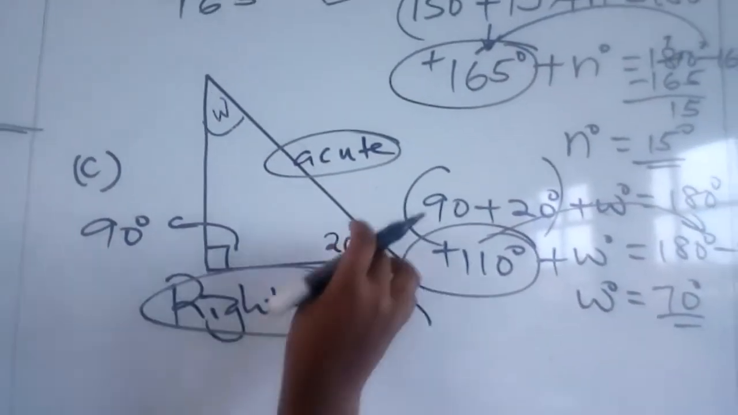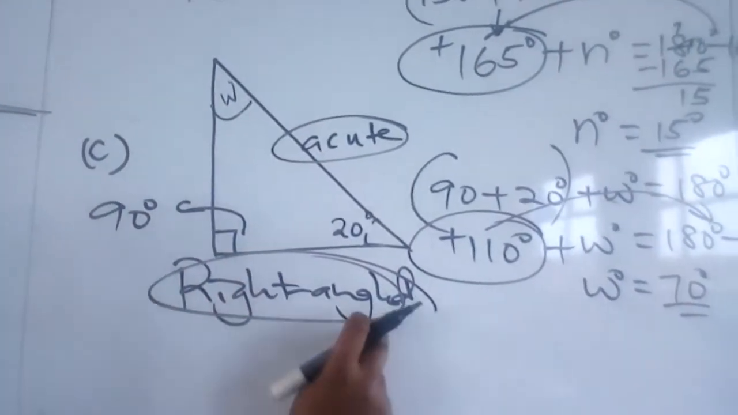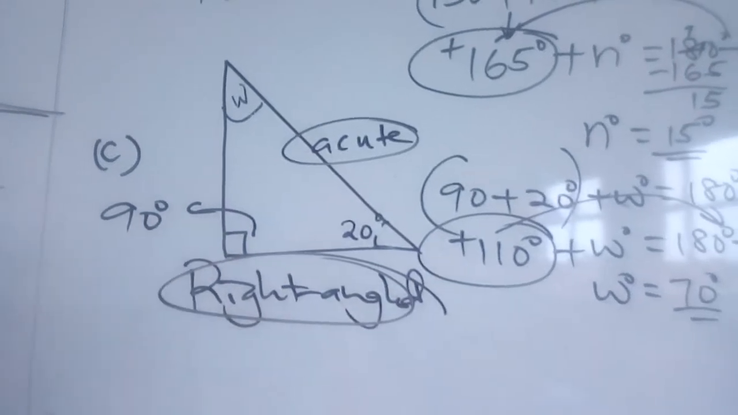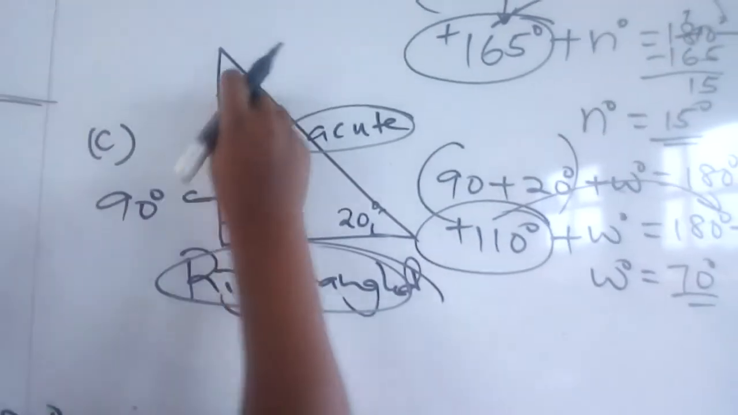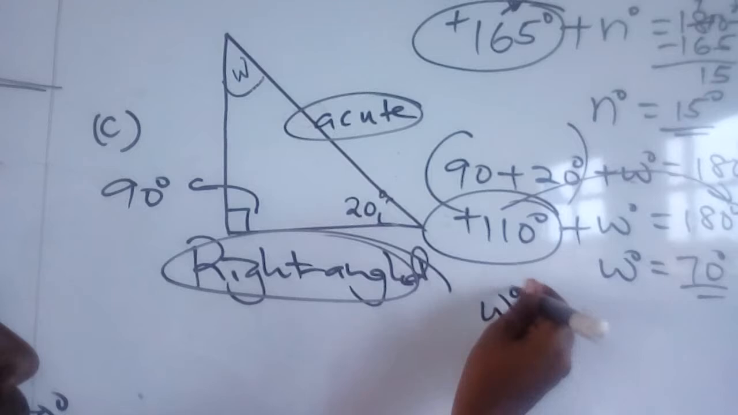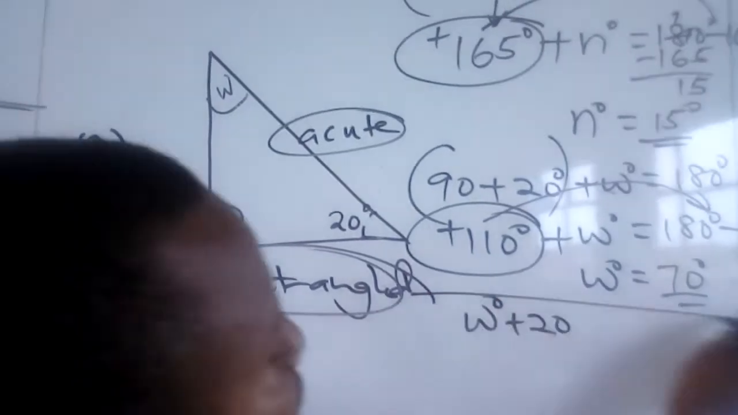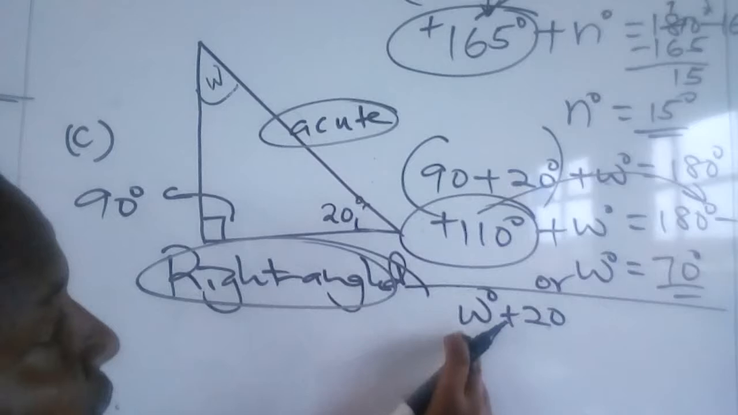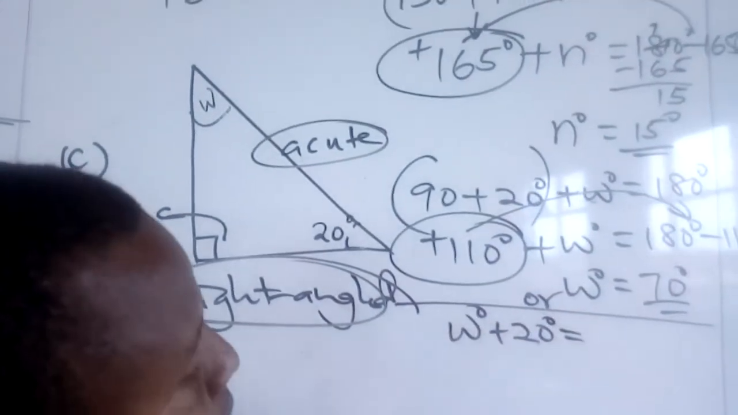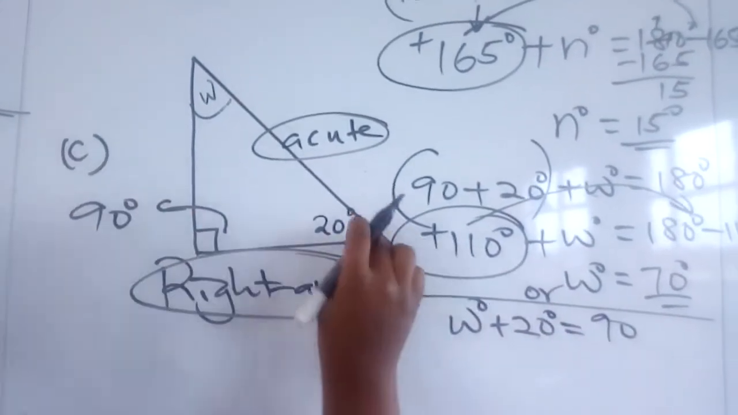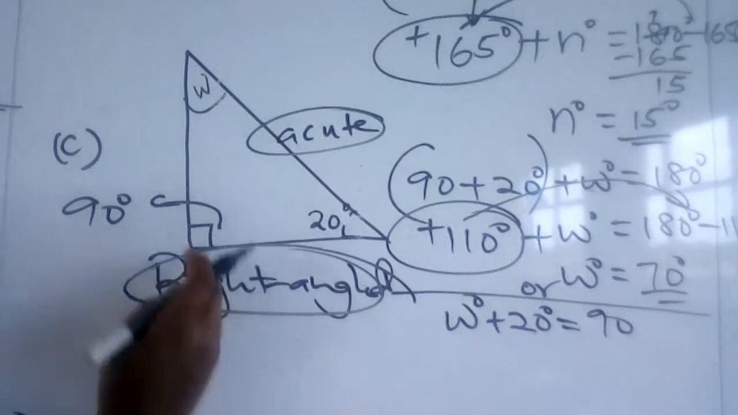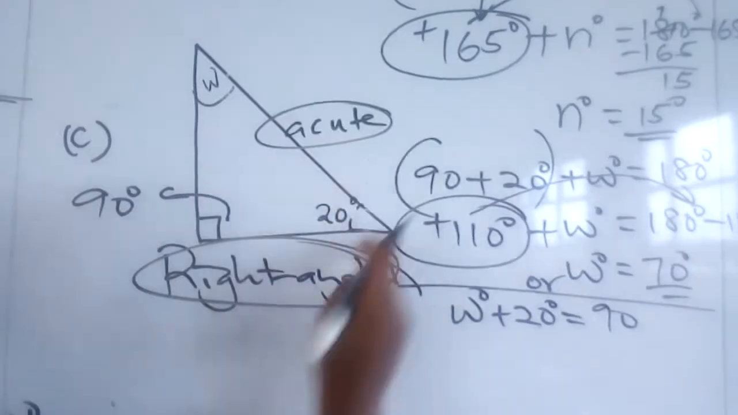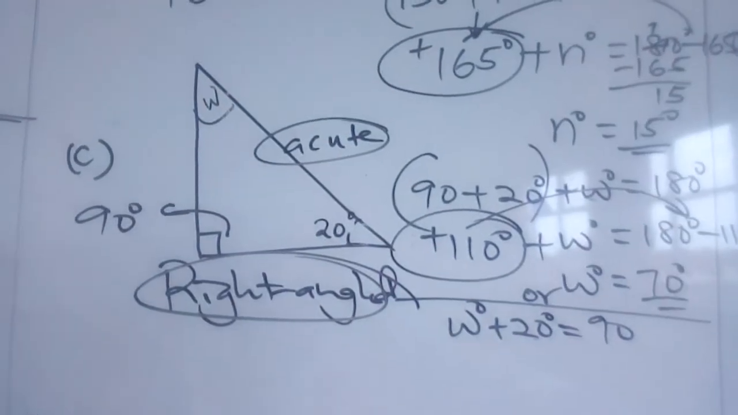And you also say that acute angles in a right-angled triangle add up to 90 degrees. So if we take W and 20, we can say W degrees plus 20. This is the alternative, remember that? Another way of getting this, W degrees plus 20 degrees will be 90, because when these two give you 90 and you add this 90, you find that interior angles add up to 180.